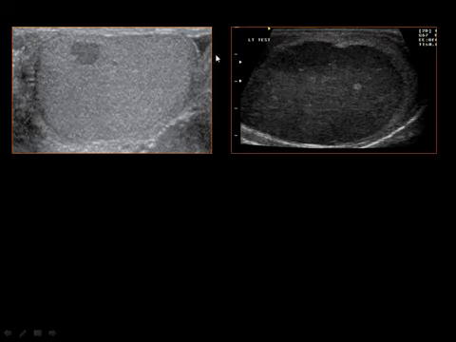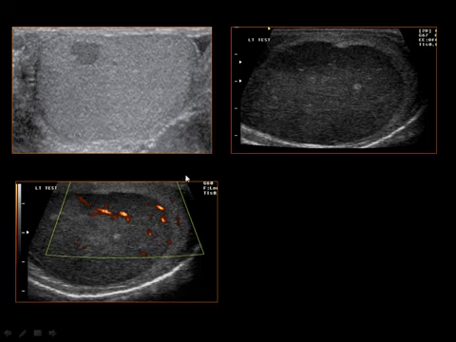This is a small seminoma with characteristic appearance, homogeneous and hypoechoic. Your testis is mostly replaced by a solid hypoechoic mass with well-defined margins and homogeneous echo pattern. A rim of normal testicular parenchyma surrounds the mass. On color Doppler there is flow showing feeding vessels.